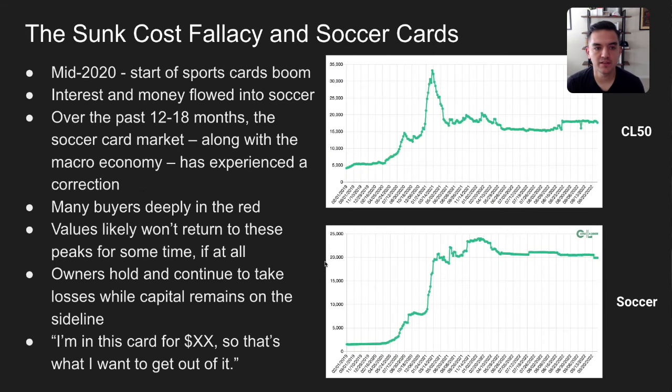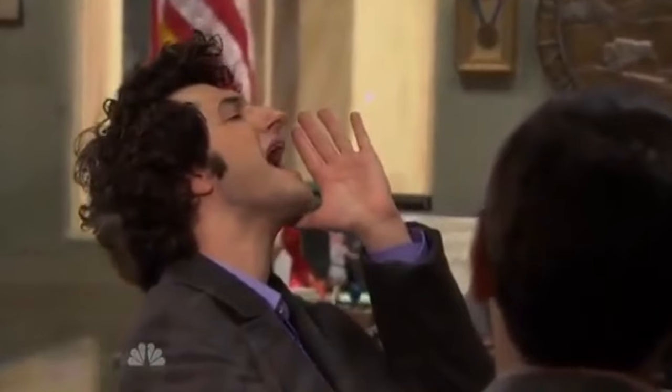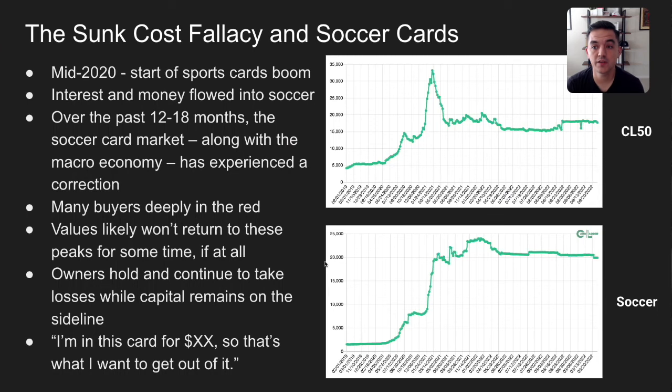So, the sunk cost fallacy in soccer cards. Just a bit of background here. In mid-2020 was really the start of the sports card boom. We were all home due to COVID. There were some stimulus checks. People had extra money and really just had extra time and resources on their hands to sink into alternative investments. So a lot of interest and money eventually flowed into soccer.